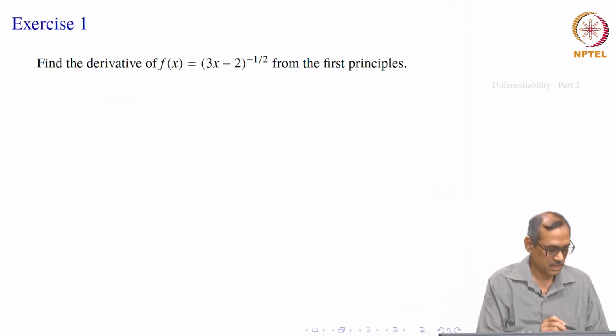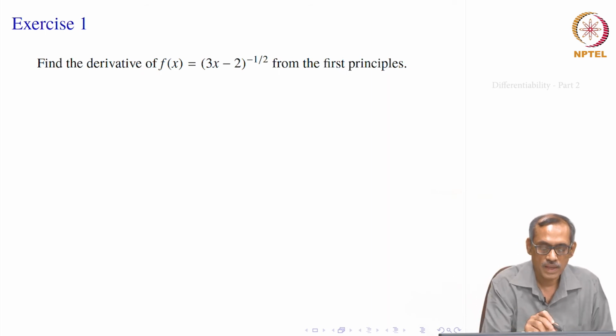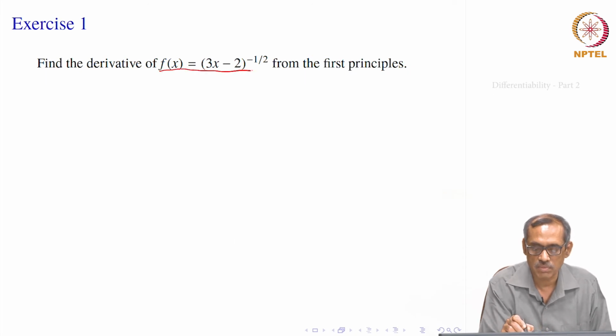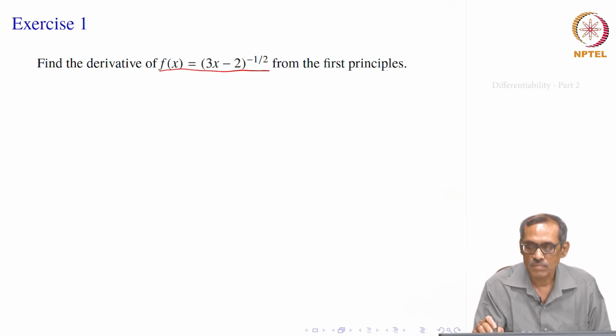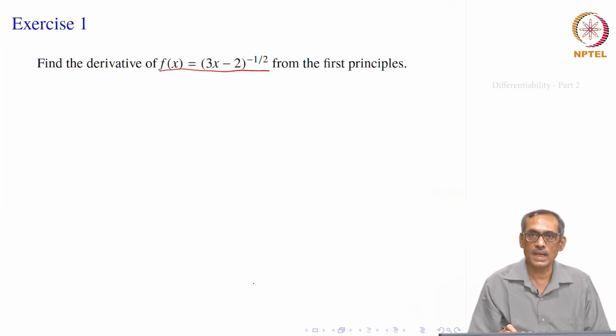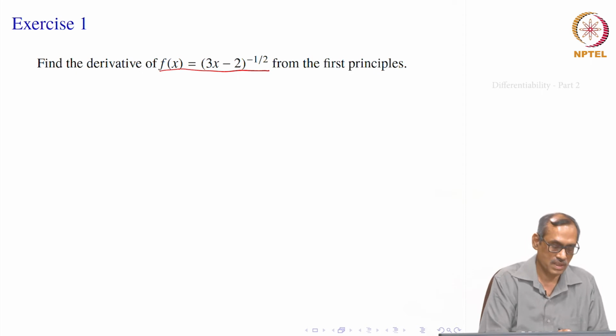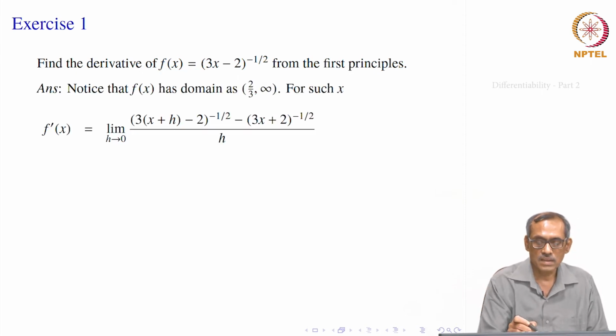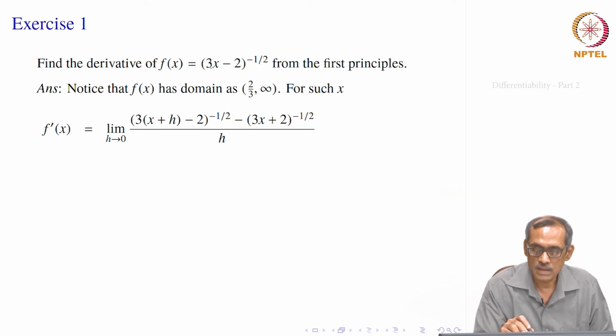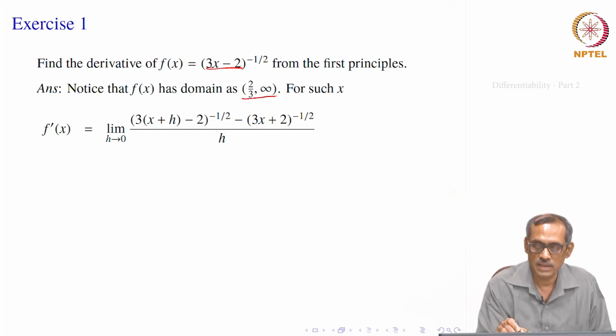Fine. Let us take another problem. So, we are asked to find the derivative of this function f of x is 3x minus 2 to the power minus half from the first principles, that is using the definitions. That is the only thing we have, of course. So, now what is its domain? 3x minus 2 to the power minus half. So, x equal to 2 by 3 it is not defined, and if x is smaller than 2 by 3 then it becomes negative. Negative to the power minus half is not meaningful. So, its domain is 2 by 3 to infinity open interval.